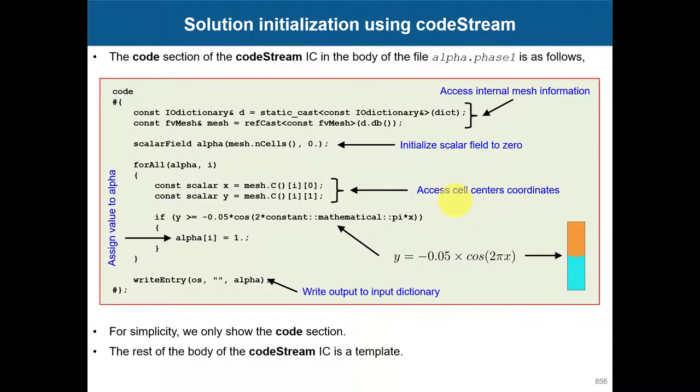Basically, remember, you enter the file that you want to initialize, modify. In this case, this phase one volume fraction, and just implement your initialization here. Look at that, a standard one. This is access internal mesh information, initialize. This is your standard loop to access all cells. And here, see that we access cell coordinates. We want to access only X and Y, and here you put your function, and that's all.